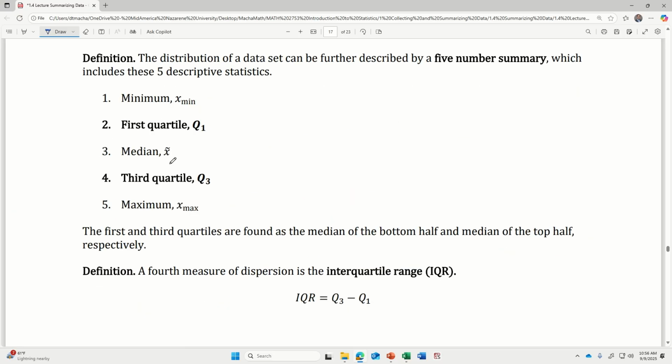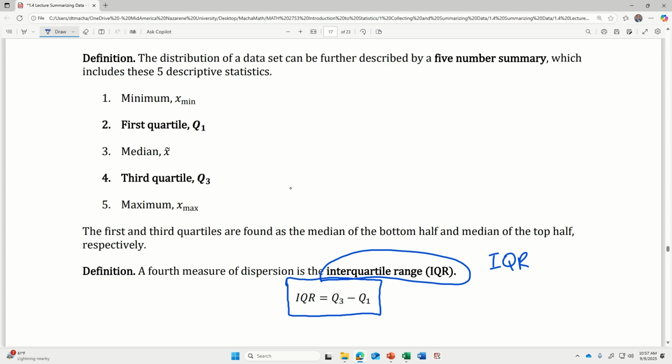And then we moved on, we talked about 5-number summary. There's actually a 4th measure of dispersion that I want you to be familiar with. And this is called the interquartile range. This is something that I forgot to mention last time. So if you see the acronym IQR, it stands for interquartile range. And you get the interquartile range by subtracting the 3rd quartile minus the 1st quartile. So that's something you need to know.